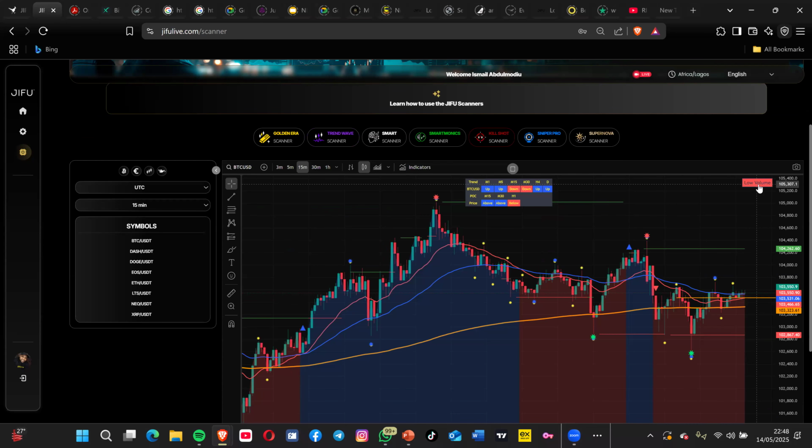Now, is it a good volume or low volume? If it is like now, as you can see, this is low volume. As it's low volume, you avoid it then. You won't take it yet. It is not ready. You don't have to check any other thing again.